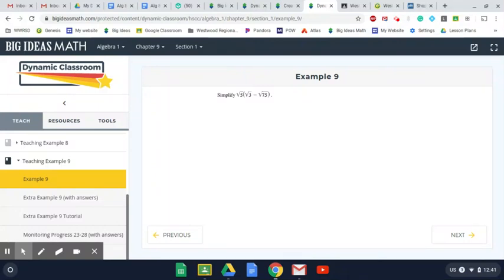Okay, now we're going to look at distributing with radicals or with square roots. So our first thing that we're going to look at here is we're going to simplify the square root of 5 times the quantity of the square root of 3 minus the square root of 75. There are two strategies or methods that we're going to look at of how to simplify this one.